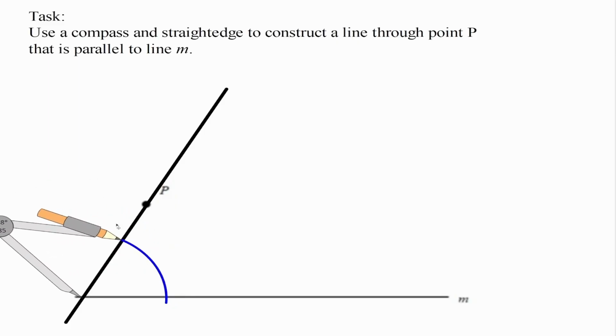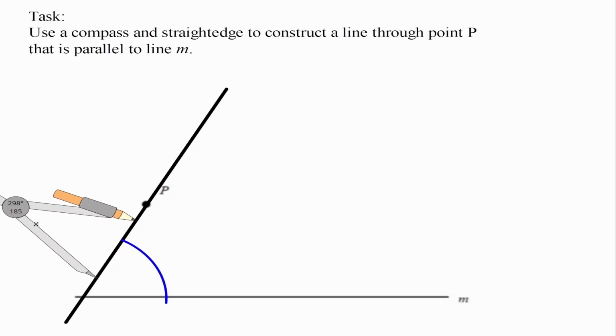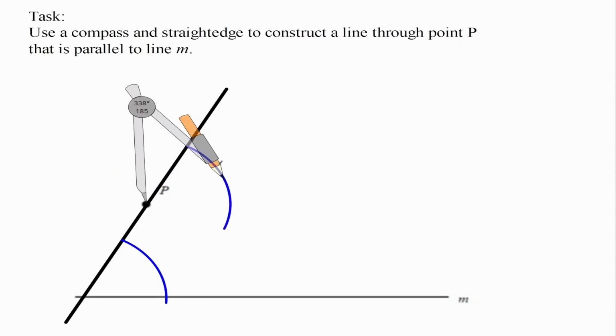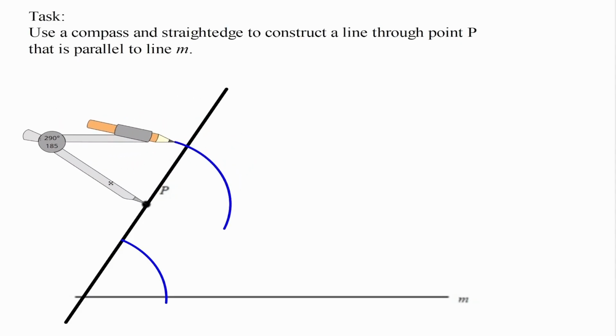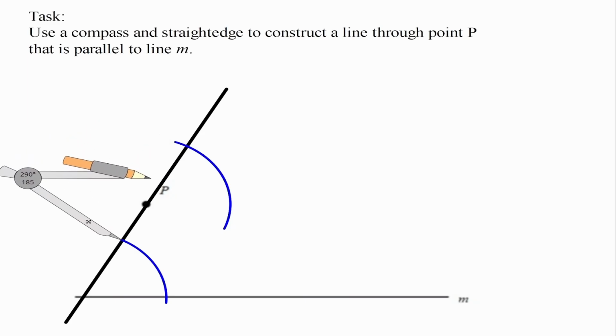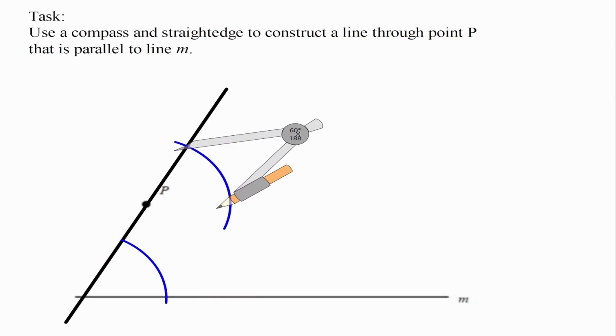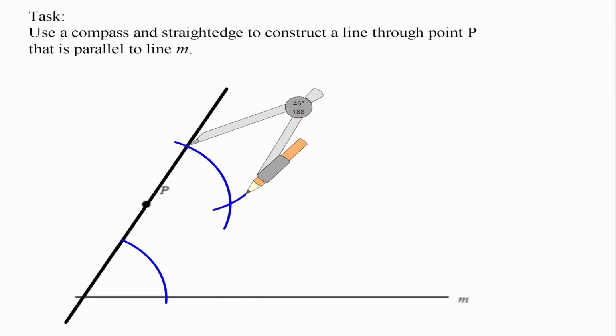So there it is. Next step, I'm going to copy this arc at P. So let me move my compass, and I'm going to copy this arc at P. There it is. My next step, I'm going to copy the length of the original arc. So this is the length of the original arc. I'm going to give this length to the other arc that we have here on top. So there it is. That's my intersection.